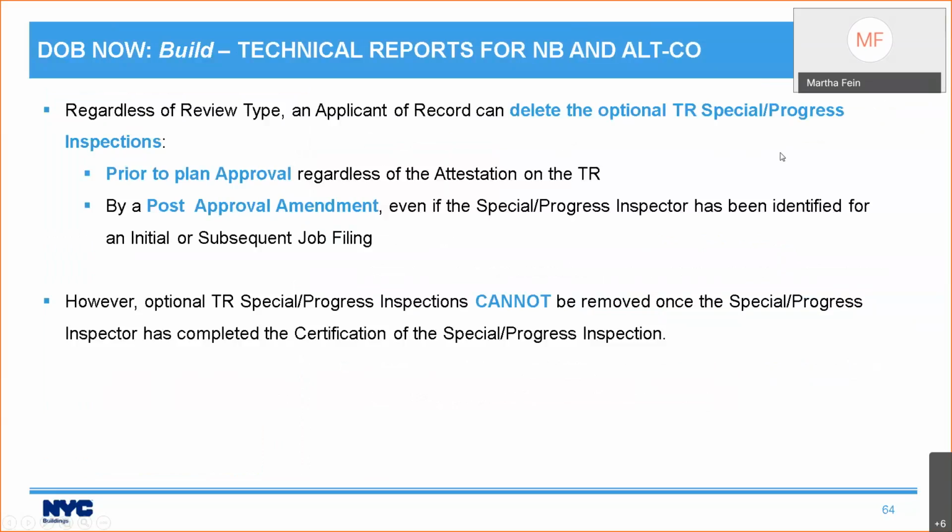Now, another thing that you may like, a nice change, is regardless of review type, an applicant of record can delete any optional TR special or progress inspections. They can delete them prior to plan approval, even if the attestation is done on the TR. And they can also be deleted by PAA, even if the special or progress inspector has been identified. However, you cannot delete a special or progress inspection once the inspector has completed the certification of the inspection.